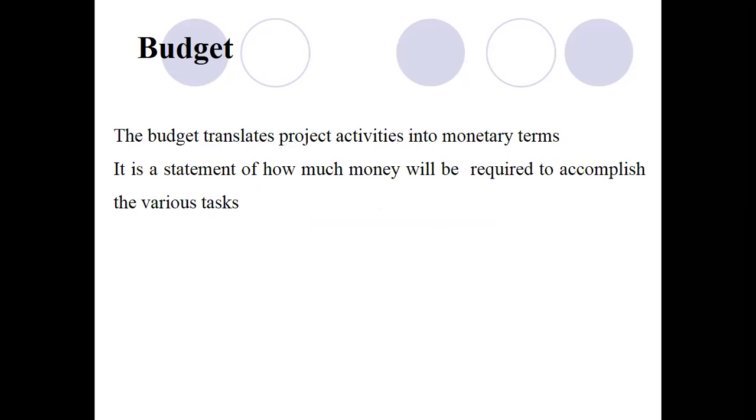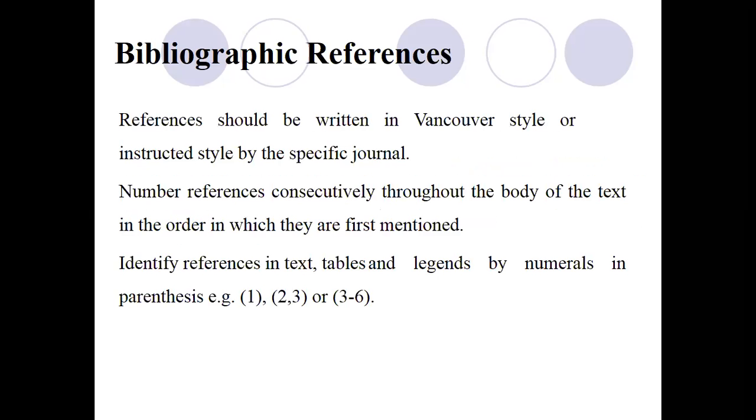Then you have to mention the budget. The budget translates project activities into monetary terms. It states how much money will be required to accomplish that specific research proposal and achieve the objective, and how you will spend that money.